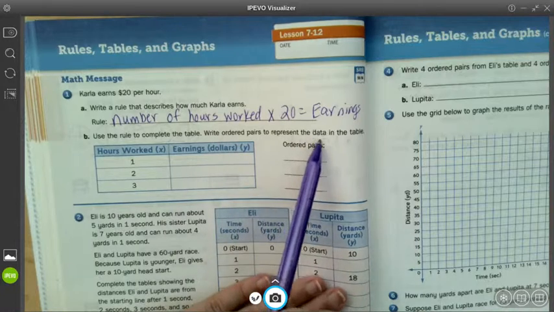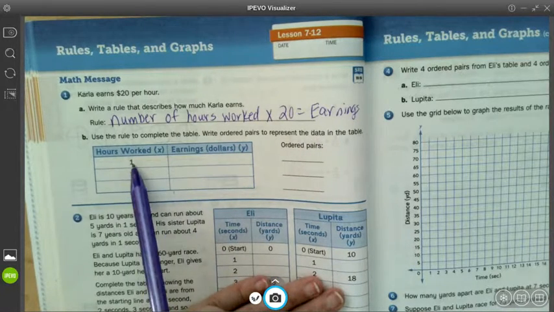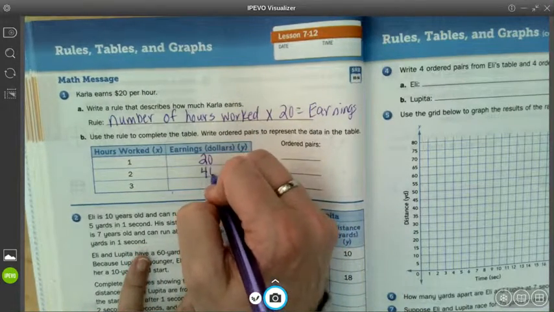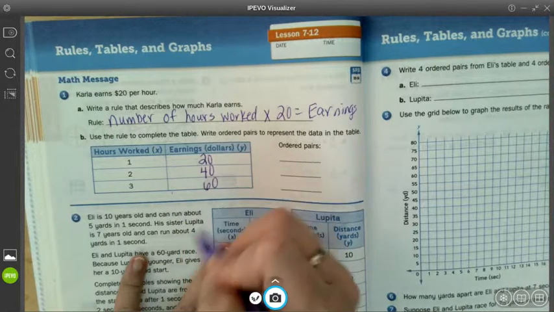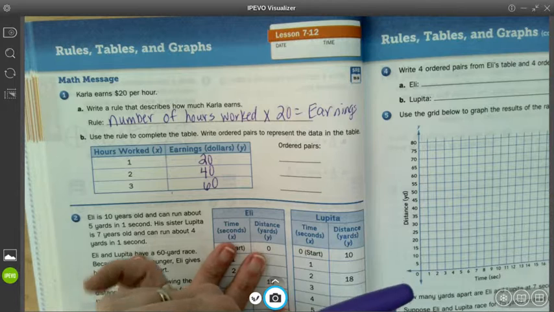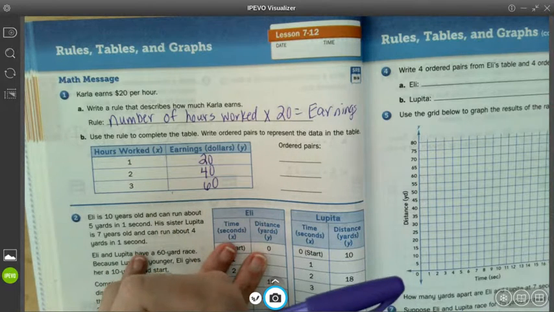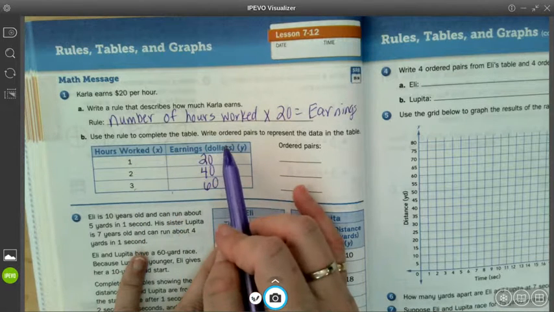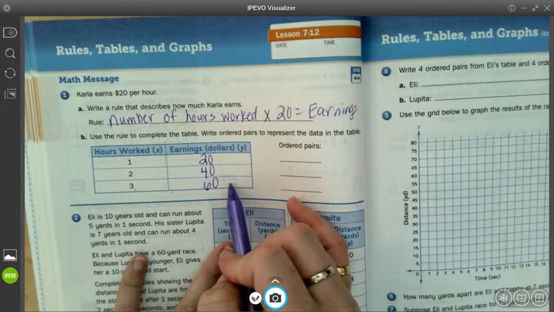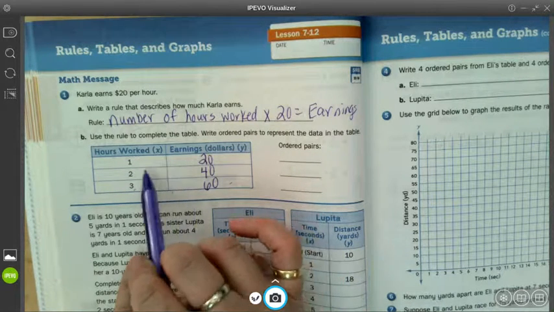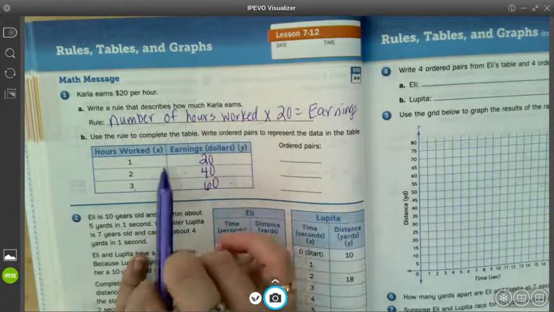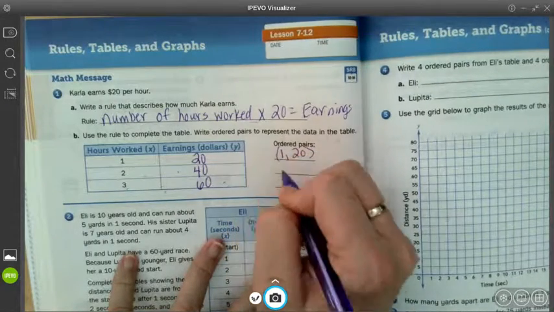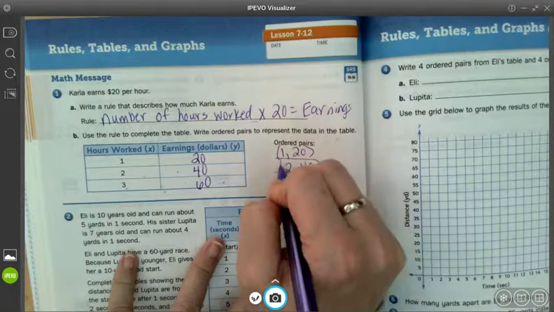So we're going to write ordered pairs to represent the data in the table. So if she works 1 hour, of course she's going to get $20, 2 hours, 40, and 3 hours, 60. Do you see any patterns that are happening in this table? As you're going down the X, you're adding 1. As you're going down the Y, you're adding 20. And you can see that corresponding relationship with the rule that we have here. All right, let's go ahead and write our ordered pairs that we're getting from the table.